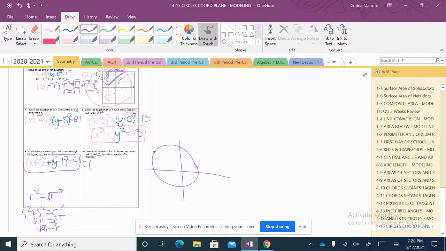We add the x values, negative 4 plus 2, and we divide by 2. We add the y values, 3 plus 1, and we divide that by 2. So for the center of my circle, negative 4 plus 2 is negative 2, divided by 2 gives me negative 1. 3 plus 1 is 4, and 4 divided by 2 is 2. So that's the center of my circle, (negative 1, 2).